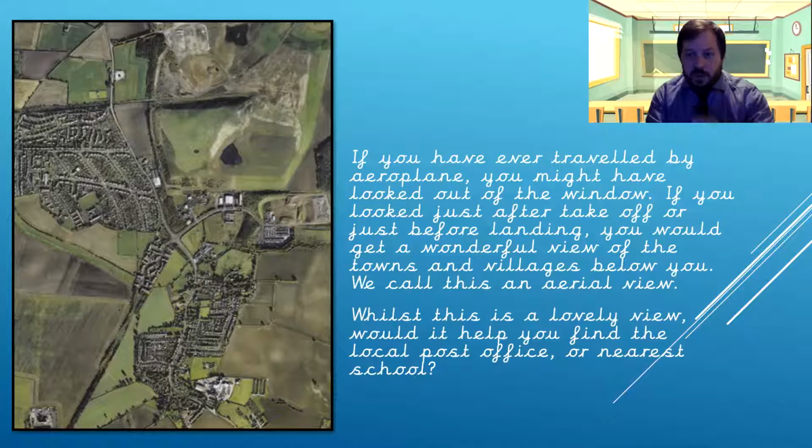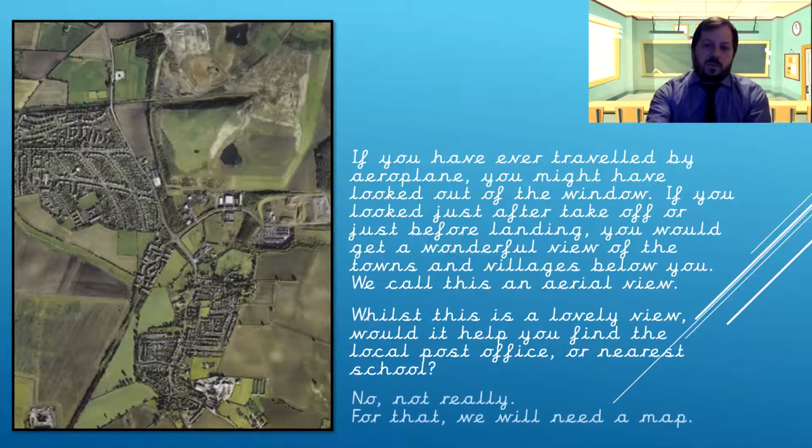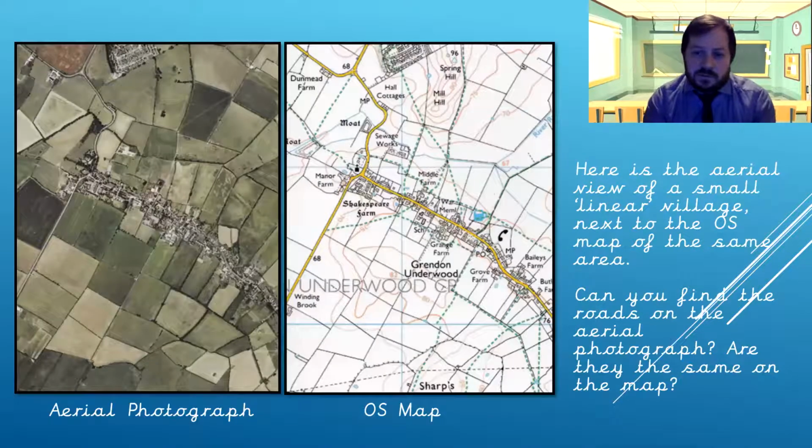So could you, by looking at this photo here, find the local post office or the nearest school? Well, it would definitely be very hard, because there's nothing to guide you in the right direction. And this is why OS maps are really useful, or just maps in general are useful, because they can give you that information. So here's the aerial photo alongside an OS map.